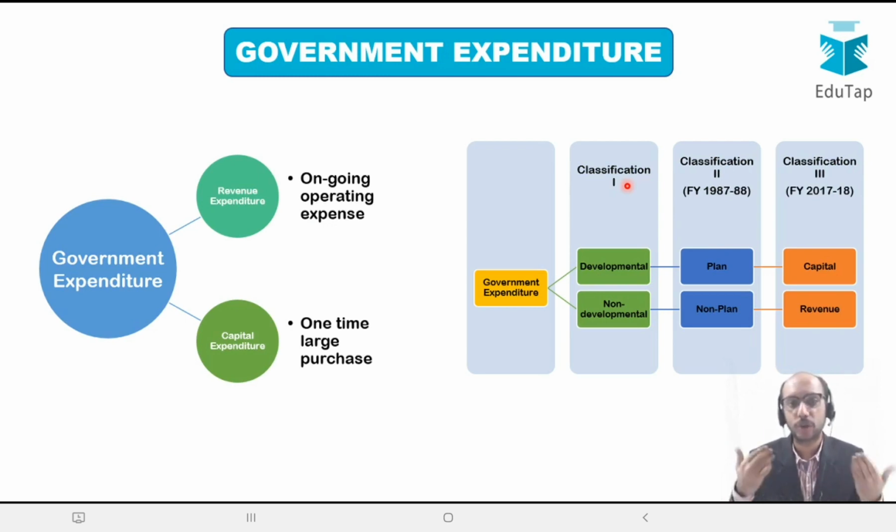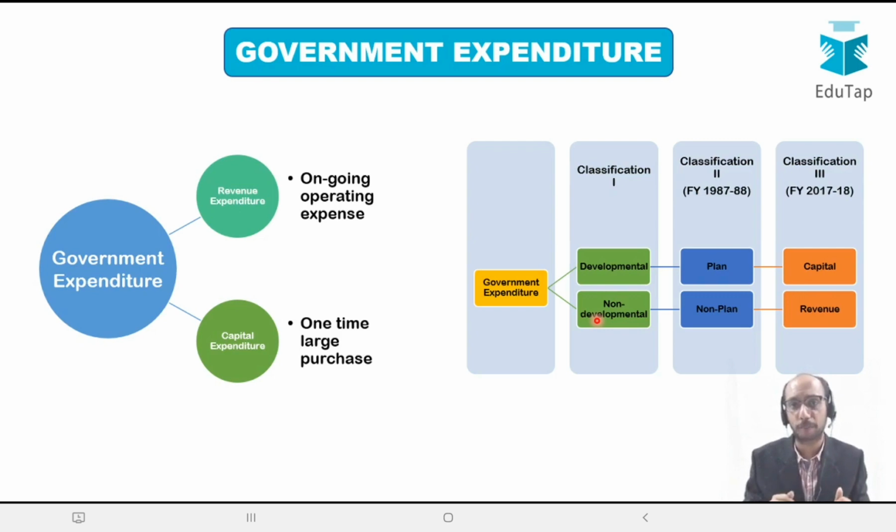In the sense that this was like an ongoing sort of an expense. It was referred to earlier as non-developmental expenditure. Now it is referred to as revenue expenditure. So we will elaborate further upon this. We will develop a further understanding of this classification of expenditure being classified as developmental, non-developmental, plan, non-plan, and capital, revenue. Going ahead, we are going to do that further in this particular lecture itself.